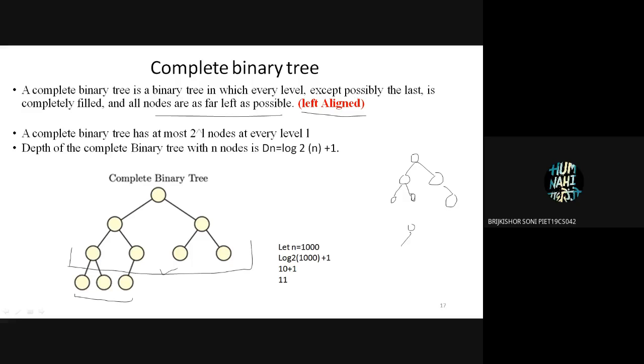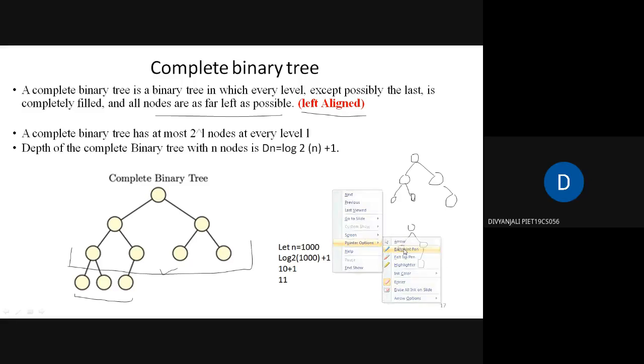There should be progress in one side's generation. Now tell me, is it a complete binary tree? No, sir. Why not? Sir, it is right aligned. Right. Why? This is the left child. This is the left child. This is not a right child.